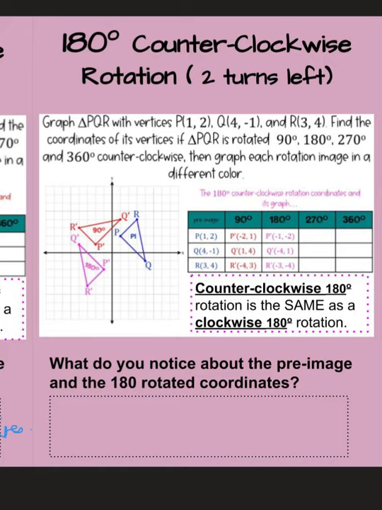Okay, so on this one, we're going to go 180 degrees counterclockwise. That's 2 turns left. So that means, if you notice, here's our R, for example. It went 1 turn, 2 turns. It went into 2 different quadrants. So that's going to be a 180 degrees counterclockwise rotation. All right, so I'm going to just kind of ignore these right now.